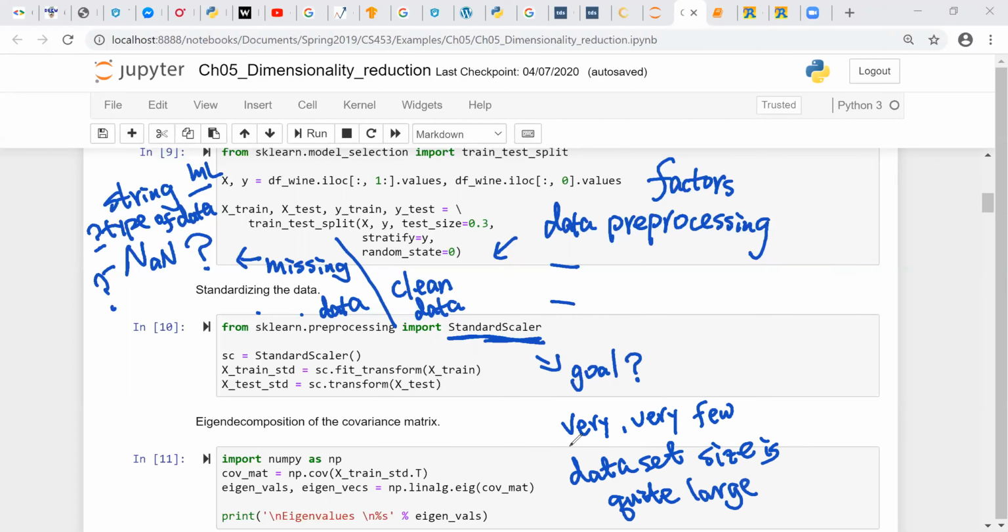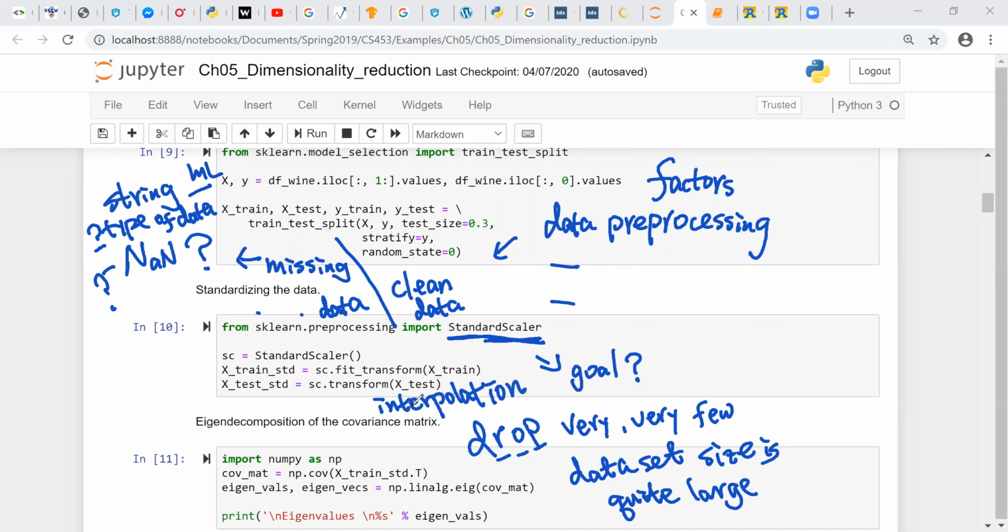What can you do? Starting with D, we can drop it. If a value is missing, you just drop that sample from your data set. But that's not a recommended way. The recommended way is we do interpolation.